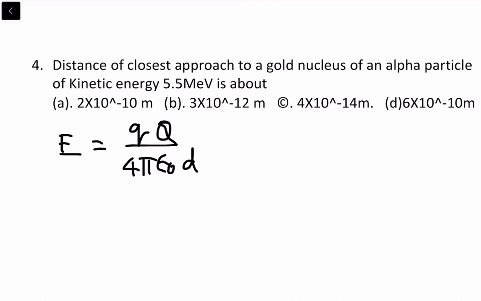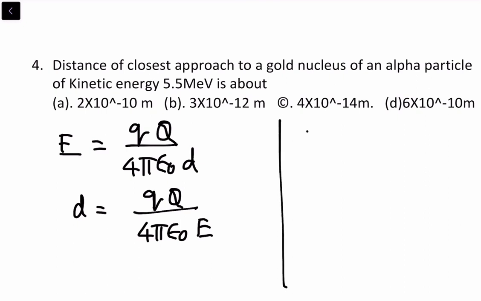Now we want d only. Take d to the left side and bring all others to the right side. d is equal to qQ by 4 pi epsilon naught into E. Now let us see what these values are.